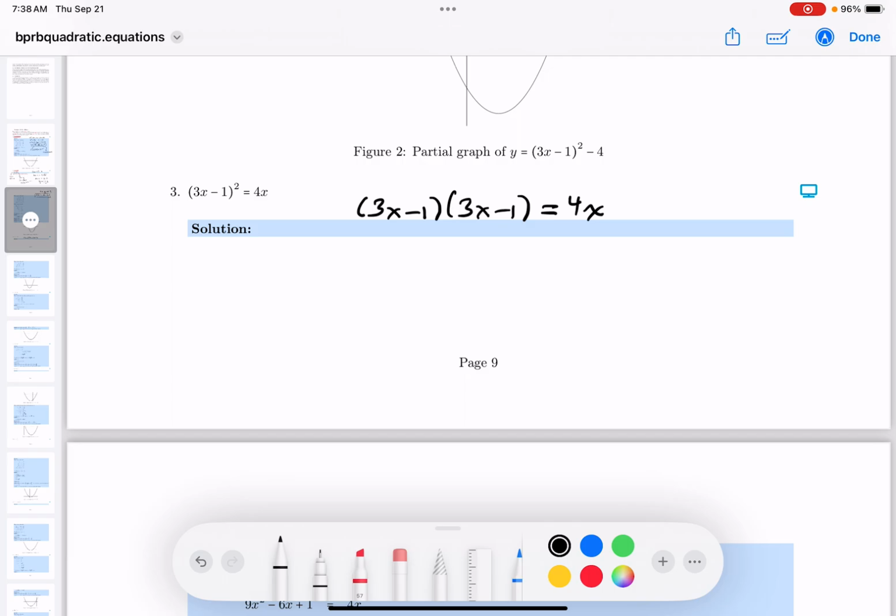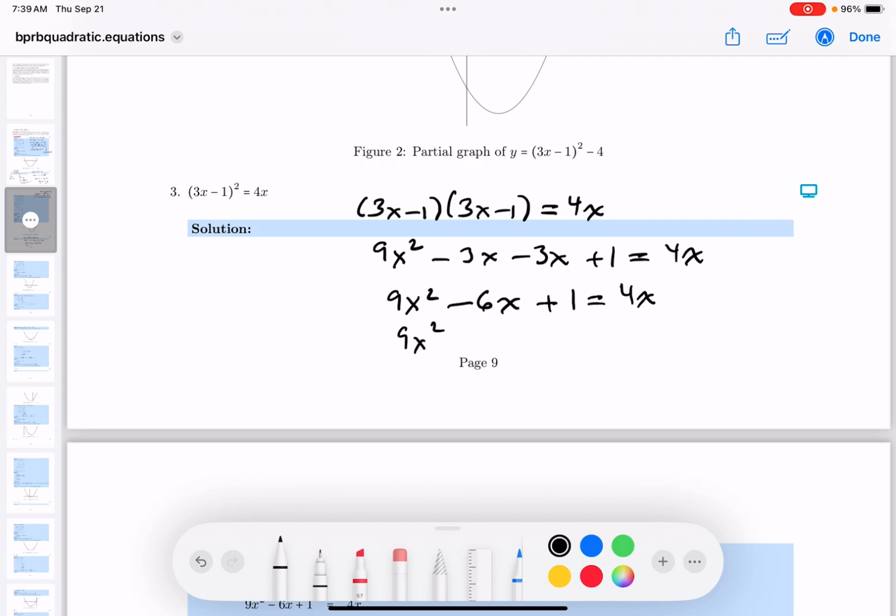I'm going to multiply it out or simplify it, and what do you get there? 9x squared. You get minus 3x plus 1 equals 4x. Again, we're using the zero product rule. What do you get here? 9x squared minus 6x, minus 3x, minus 3x, minus 6x. Let's see, plus 1. That equals 4x. 9x squared. And then we're going to take 4x from both sides: minus 10x plus 1 equals 0.